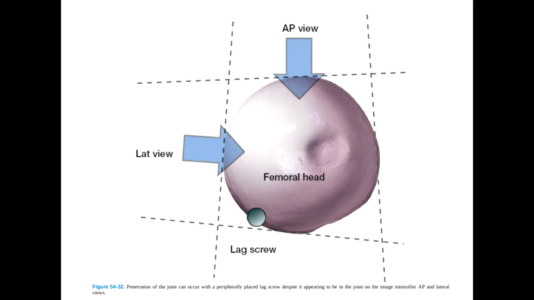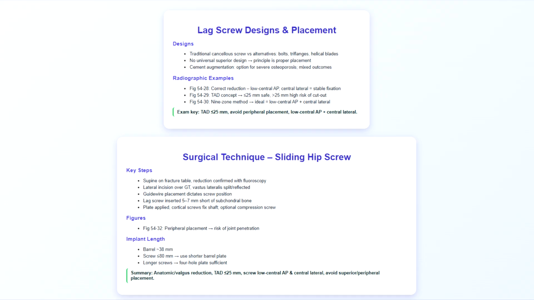Finally, regarding implant length, most plates have barrels of around 38 millimeters. If the screw length is 80 millimeters or less, a shorter barrel plate should be used to prevent the screw from jamming. If the screw is longer, a 4-hole plate is usually sufficient. The compression screw may be added to assist sliding and collapse at the fracture site.